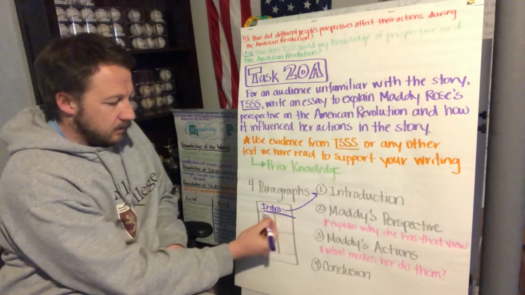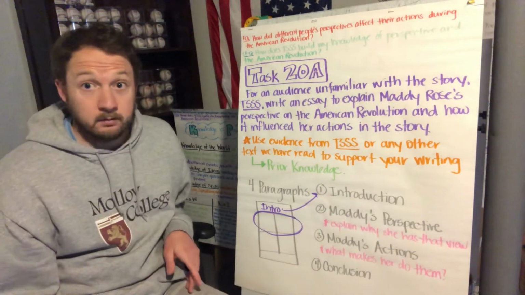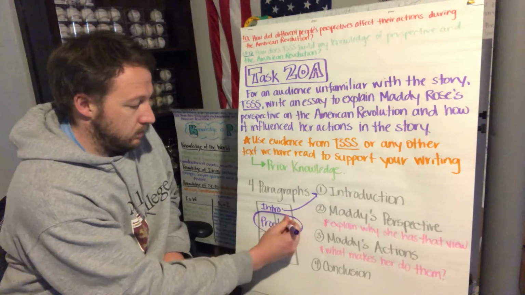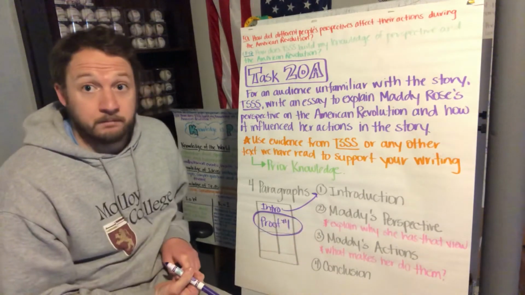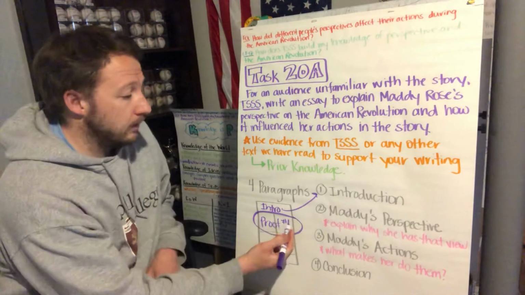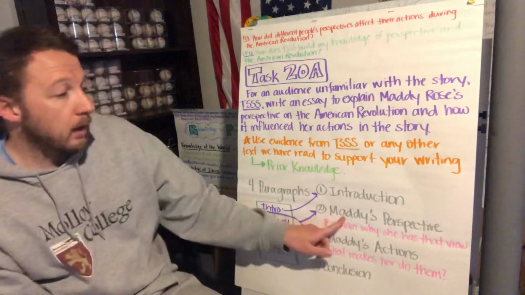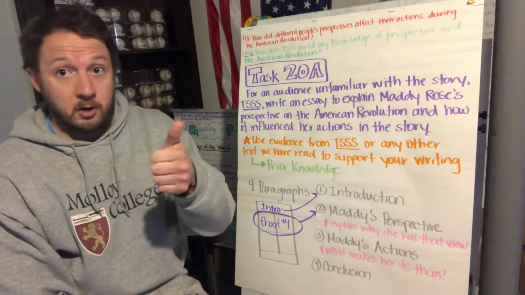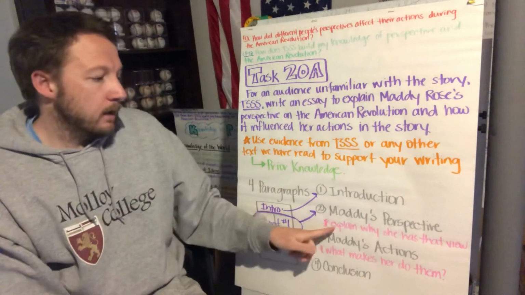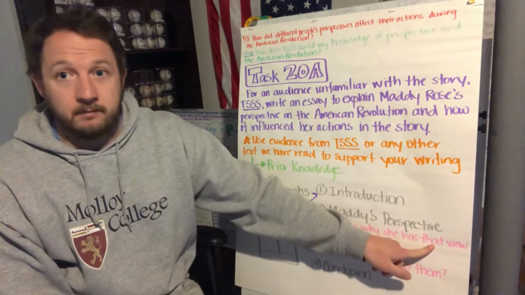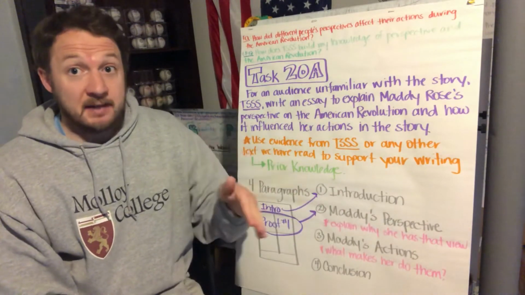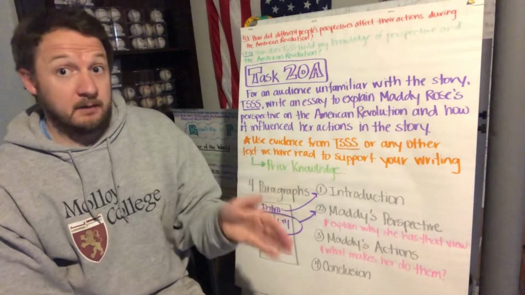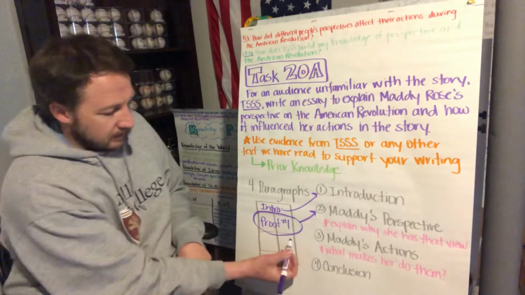These 2 boxes in here, and they're labeled, are asking you about your proof paragraph number 1. And in this essay, your proof paragraph number 1 is going to be all about Maddie's perspective, how she sees the American Revolution, what side she's on, and explain why she has that view. It is explained to you in the text very clearly why Maddie has the view and the perspective that she does.